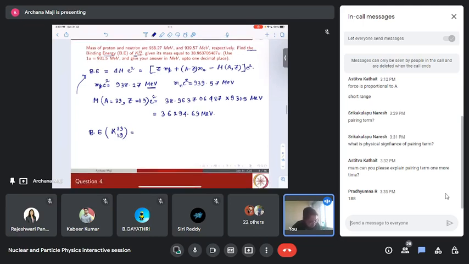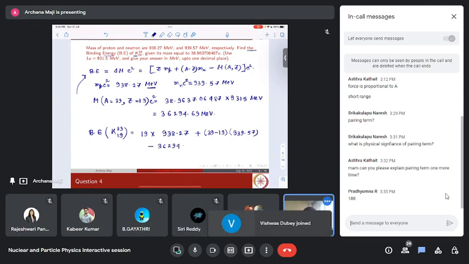So binding energy equal to, what is Z? Z here is 19 times m proton c square, which is 938.27, plus A minus Z, which is 39 minus 19, times 939.57, minus the mass of that nucleus or energy of that nucleus, which we have found out to be 294.69 MeV. Can you tell me what you are getting?